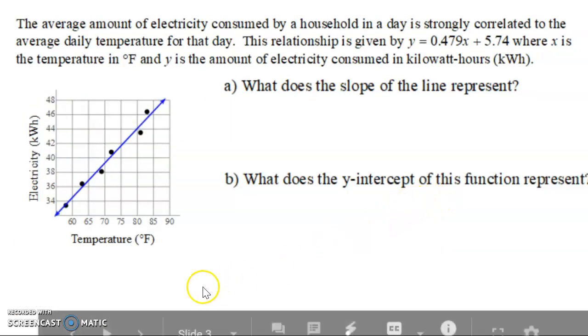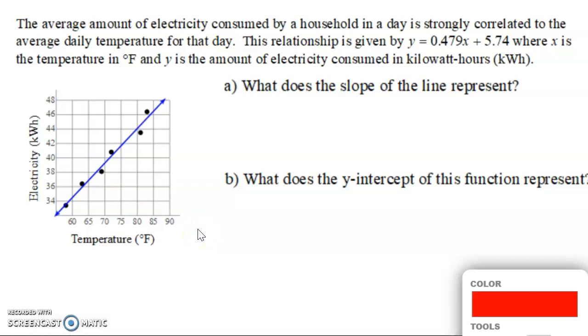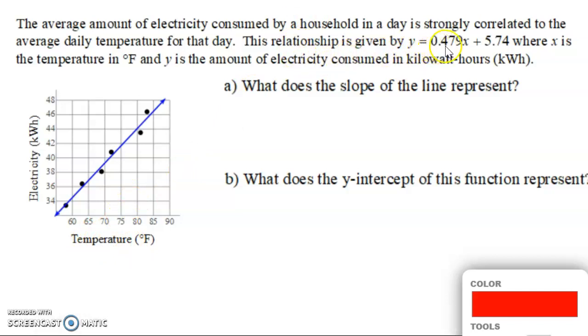Here we go. Let's start with the first problems. Let's read about the situation. The average amount of electricity consumed by a household in a day is strongly correlated to the average daily temperature for that day. So electricity consumption is on the y-axis. The temperature for that day is on the x-axis. This relationship is given by y is equal to 0.479x plus 5.74, where x is the temperature in Fahrenheit and y is the amount of electricity consumed in kilowatt hours.